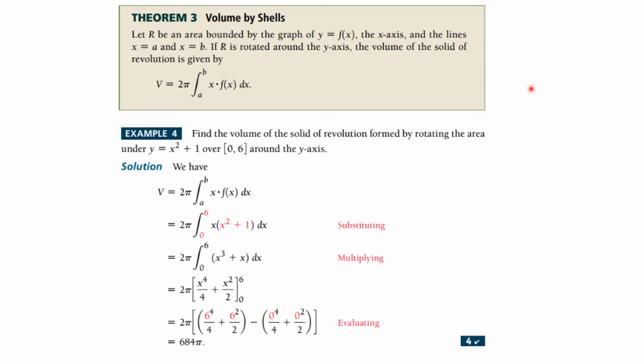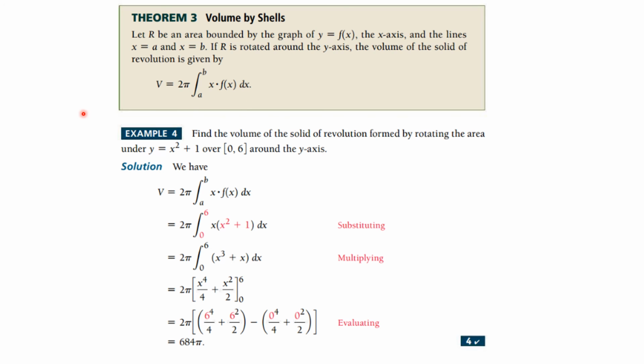Giving rise to the following theorem. This is the volume by cylindrical shells. Let R be an area bounded by the graph of y equals f of x, the x-axis, and the lines x equal a to x equal b. If R, that region, is rotated around the y-axis, the volume of the solid of revolution is given by volume equal 2 pi, the definite integral from a to b, x times f of x dx.